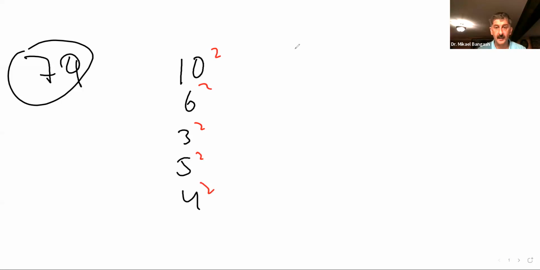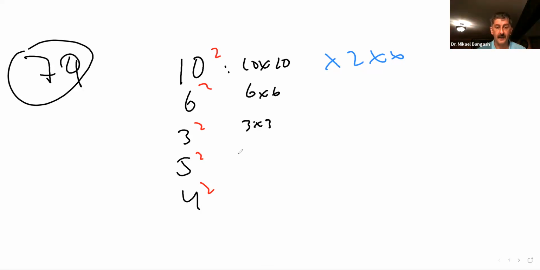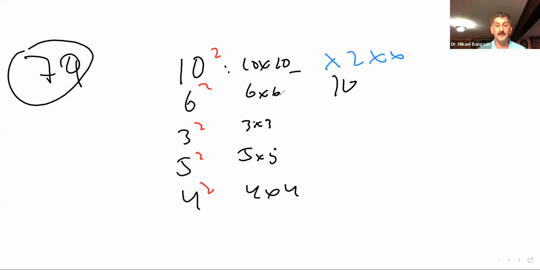That does not mean that it is multiplied by 2. It means that it is multiplied by itself. So 10 squared becomes 10 times 10. 6 squared means 6 by 6. 3 squared means 3 times 3. 5 squared means 5 times 5. 4 squared means 4 times 4. So this becomes 100. This becomes 36. This becomes 9. This becomes 25. This becomes 16.